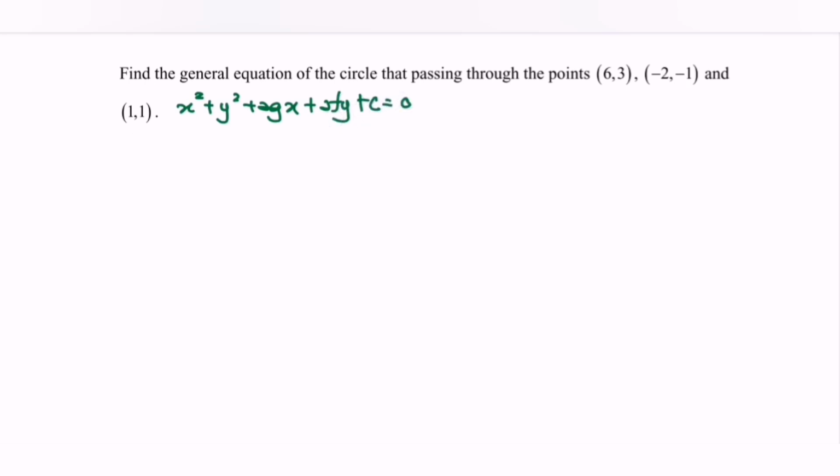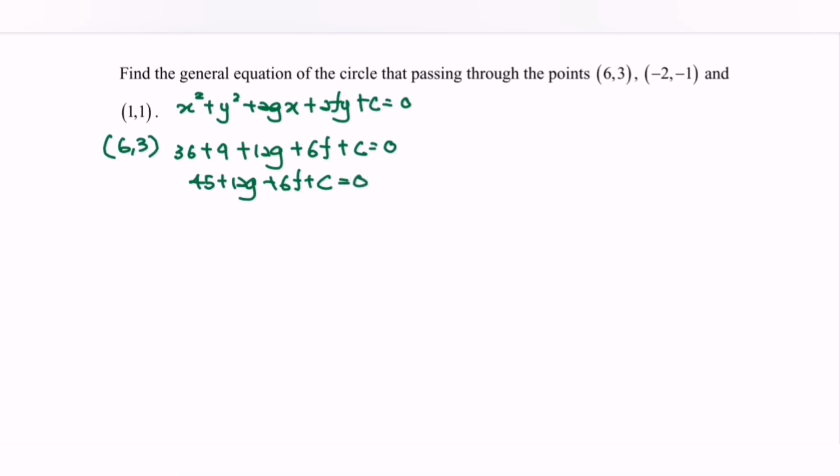So here we have the point 6, 3. So we will have 36 plus 9 plus 12g plus 6f plus c equals to 0. Simplify the situation. So 45 plus 12g plus 6f plus c equals to 0, and we name it as the first equation.